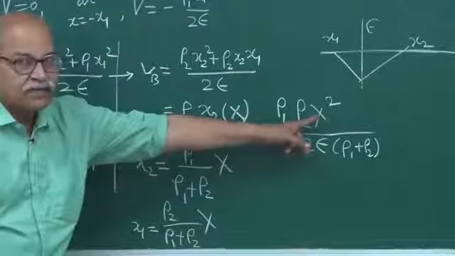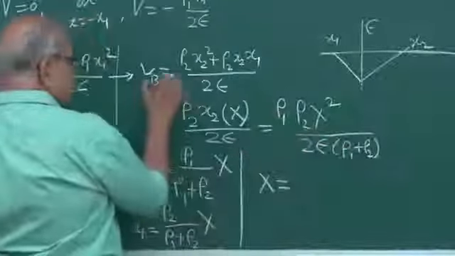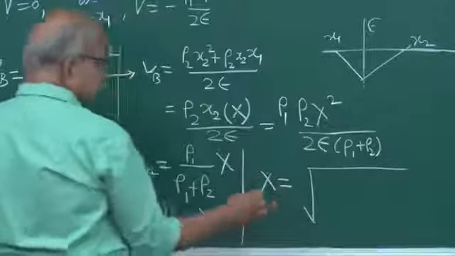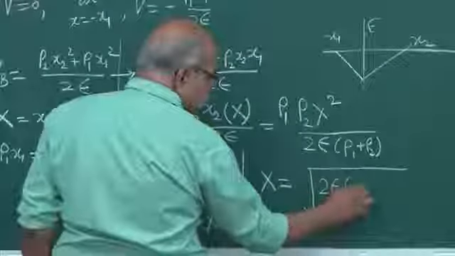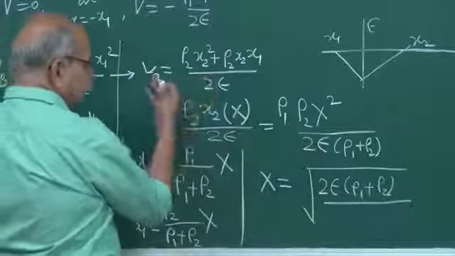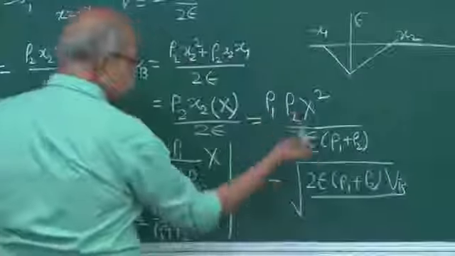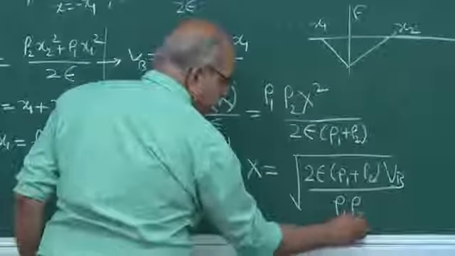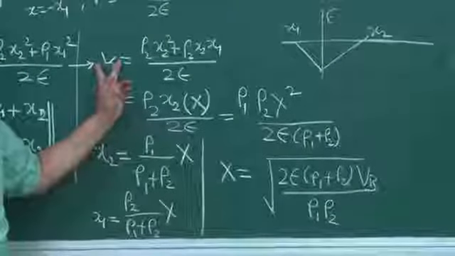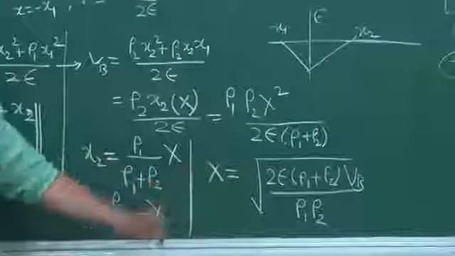So if you want to write capital X from here, this capital X will be, take this thing here and this thing down and then square root of it. So it is 2 times epsilon rho 1 plus rho 2, multiplied by this VB here and divided by this rho 1 rho 2. All right, X square. So this will go here: 2 epsilon rho 1 plus rho 2 into Vb, and then divided by rho 1 rho 2, and then the square root. So this is it.